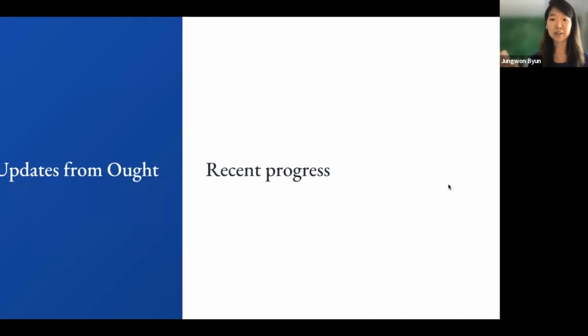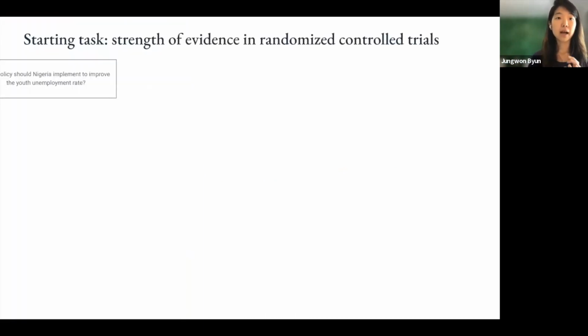Now I can tell you a little bit about the progress we've made on trying to understand if factored cognition works at all. At a high level, the task that we've been focusing on involves evaluating the strength of evidence in randomized control trials. We took a bunch of academic papers written by researchers who ran different experiments. There were at least two groups of people. Some people got some treatment, other people did not, and the researchers wanted to understand the effect of this treatment. What we want to understand is: how robust were their findings? How much can we trust their findings?